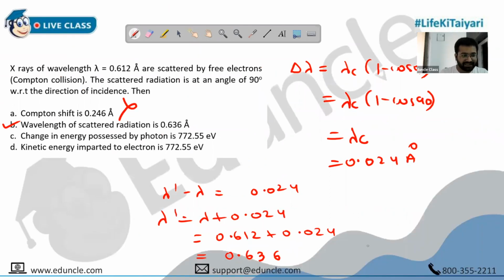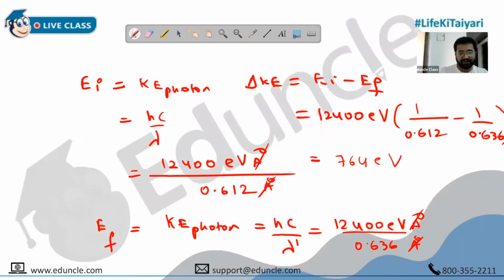But I think it should be good. Maybe they should mention the change in energy is nearly this much. But okay, the answer should be good, 764 electron volt.